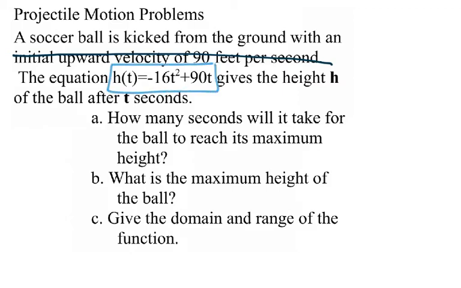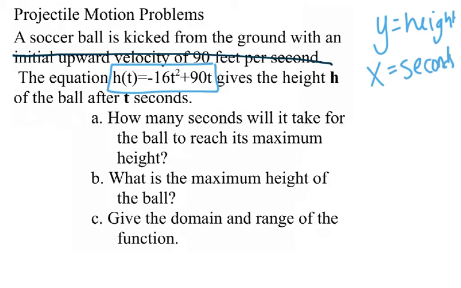Anytime you see that -16, that's always talking about the gravitational constant. So if you go into physics, you'll see this a lot more. But usually anytime we're doing quadratics and we're talking about something being thrown through the air, you're going to see that number. Okay, so it even tells us that our height is h, which is the same thing as our y-coordinate. And it tells us that t is represented in seconds, so that's going to be our x-coordinate when we graph it.